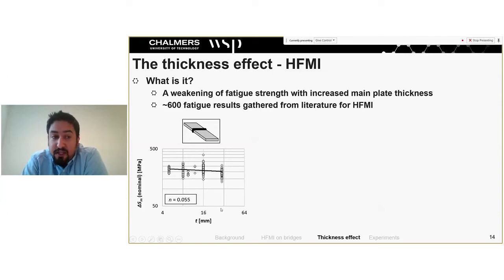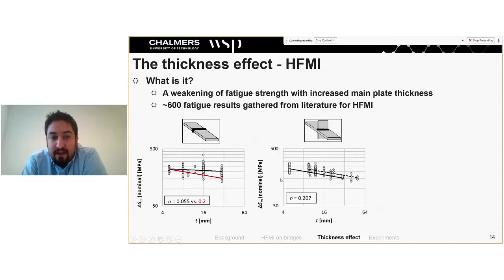if you compare to what codes say for non-treated details of this kind, we have this kind of slope, which illustrates how much you lose in strength with increasing thickness. And this actually is a considerable degradation when you consider, for instance, the number of cycles you can endure. So performing HFMI on these details actually more or less removes the thickness effect.